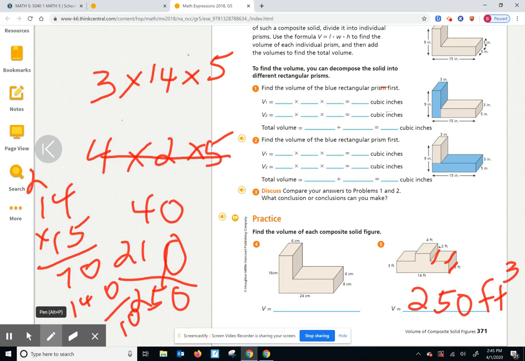All right, so now that the video is over, guys, and I know it is a challenging problem, I'm not going to deny that for you, but I'm only going to ask you one question on this to solve this problem, and that is question number 4 on the bottom of this page. So I will put an exit ticket or a question on there that simply says, please find the volume of the composite solid figure for number 4 on page 371. And put your answer in.